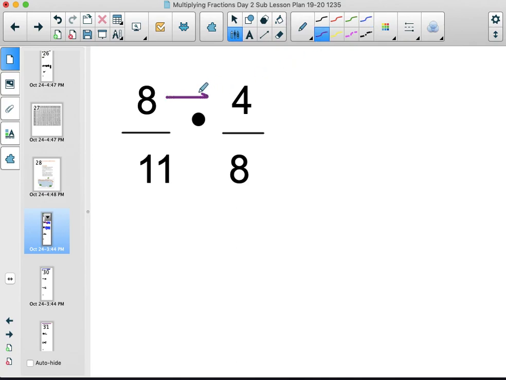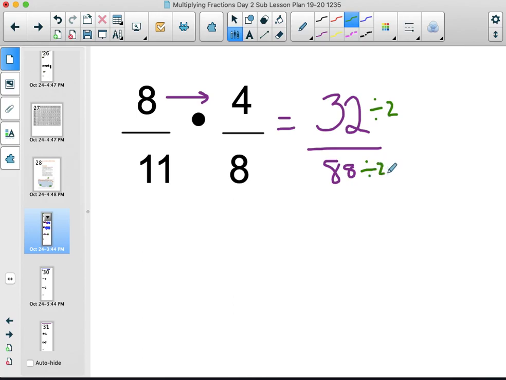All right, we're going to take 8 times 4. 8 times 4 is 32. And remember, you can use a multiplication chart. So there's 32 over 11 times 8 is 88. And then you could simplify by saying, oh, you know what? I know that, for example, 2 goes into both of these. So you could start dividing by 2. Is that the biggest number you could divide by? No, but it gets us started.